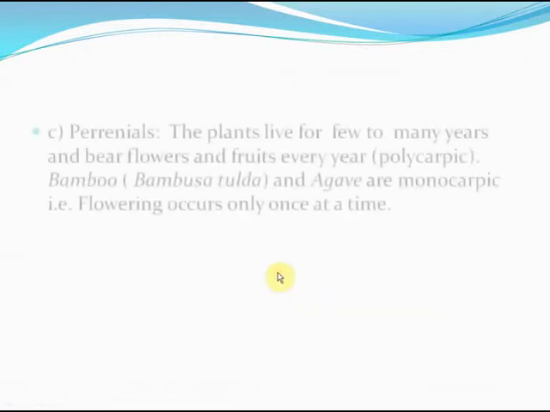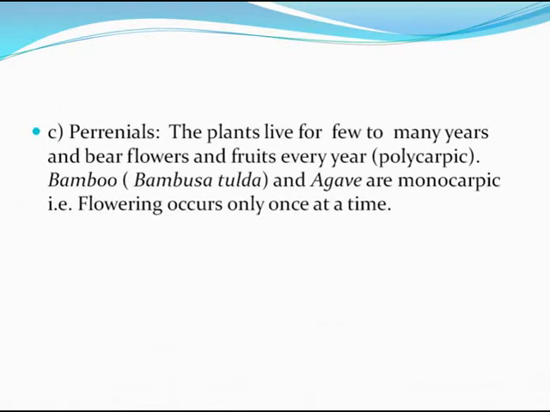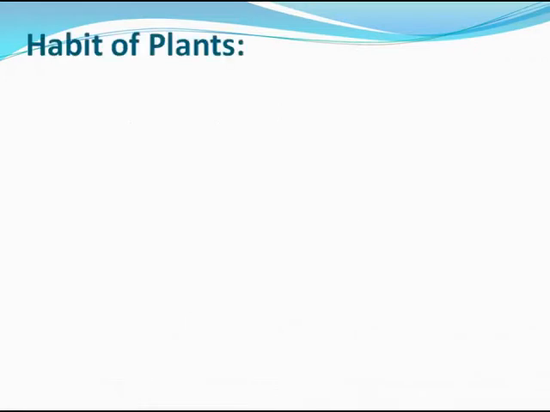Now, what are the perennials? These plants live for a few to many years and bear flowers and fruits every year. They are known as polycarpic. Bamboo, that is Bambusa tulda, and agave are monocarpic, that is, they flower only once in their lifetimes.